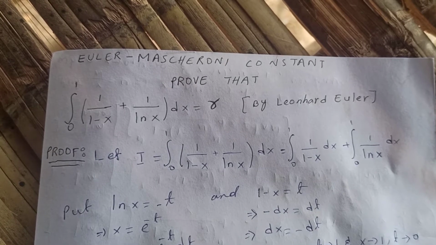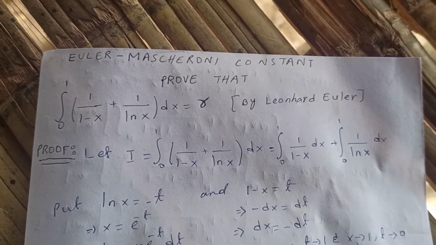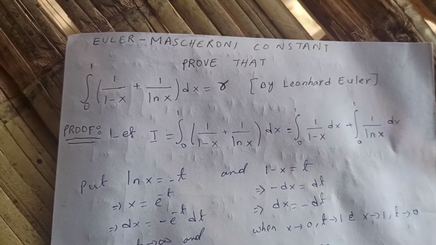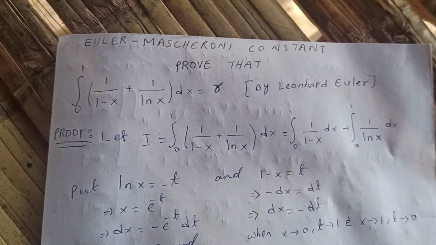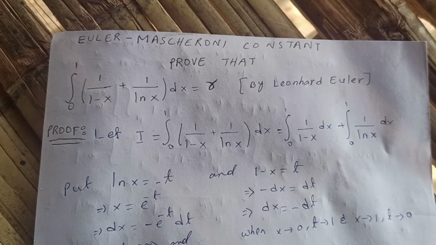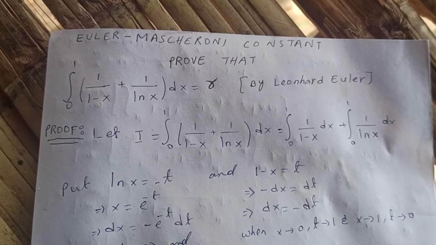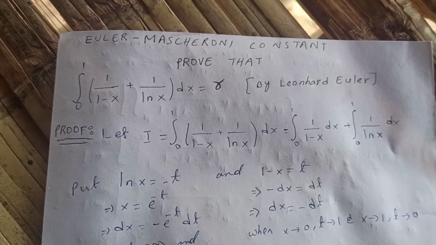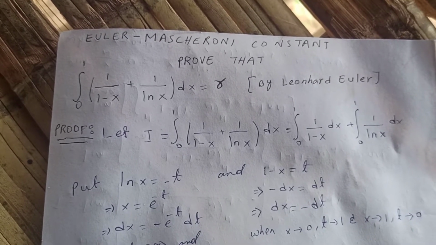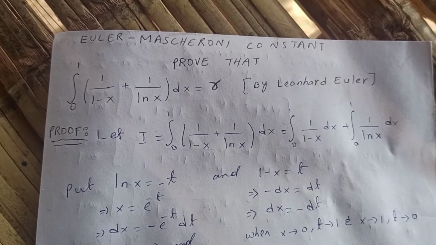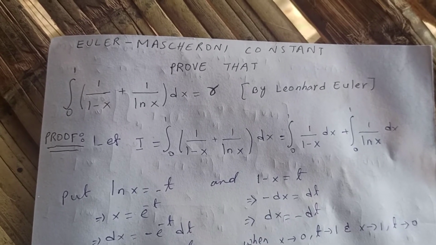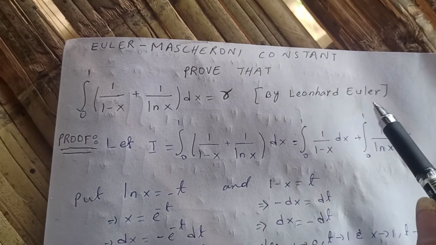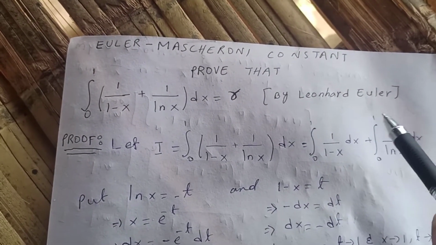Let's prove another integral representation for the Euler-Mascheroni constant. Prove that the integral from 0 to 1 of (1/(1 - x) + 1/log x) dx, where log is ln x, equals the Euler-Mascheroni constant. This integral representation is by Euler.